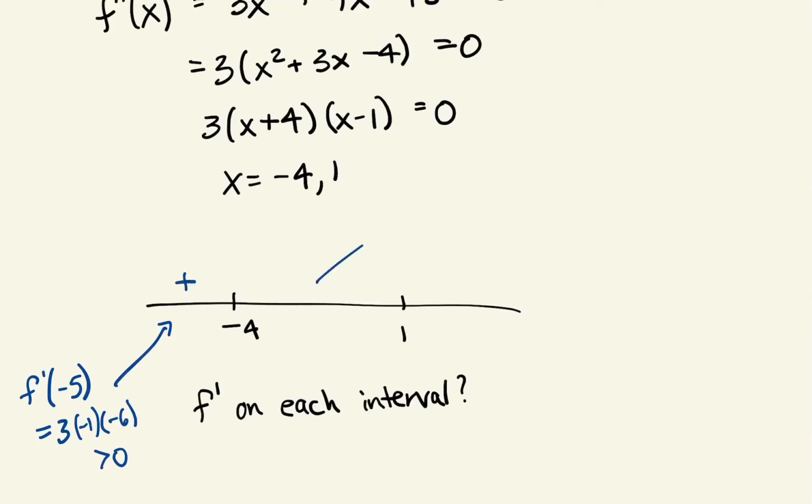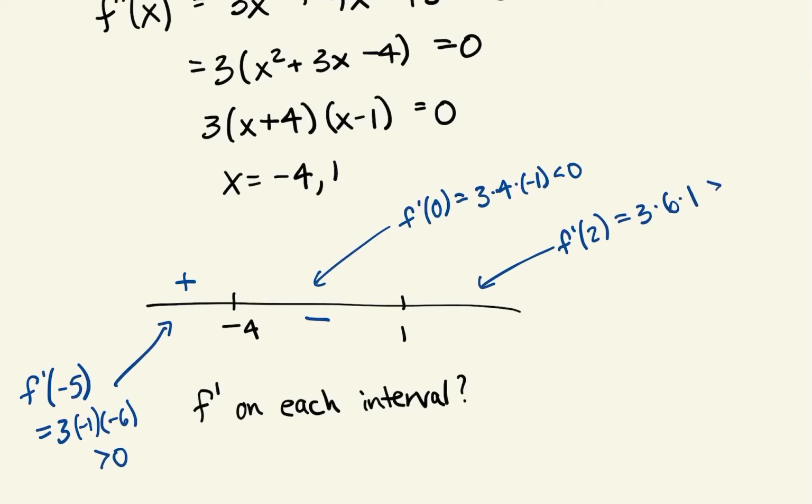If we plug in 0 for the middle one, because 0 is between -4 and 1, then we'll get 3 times 4 times -1, which is going to be negative. So the derivative is negative on this whole interval. And then after 1, let's say we plug in the value 2. We could plug in anything that's larger than 1. Let's just plug in 2. 3 times 6 times 1, that's positive.